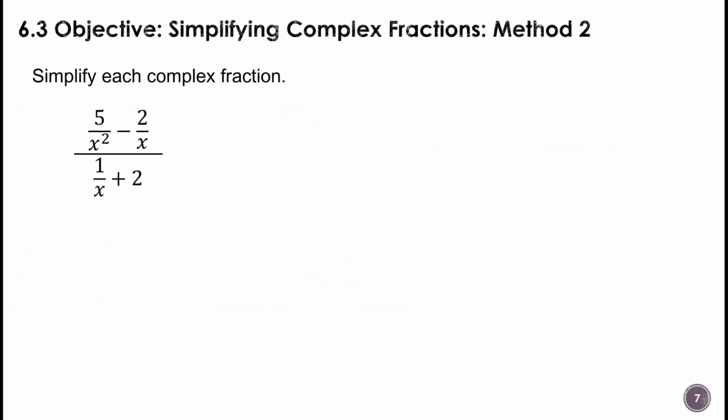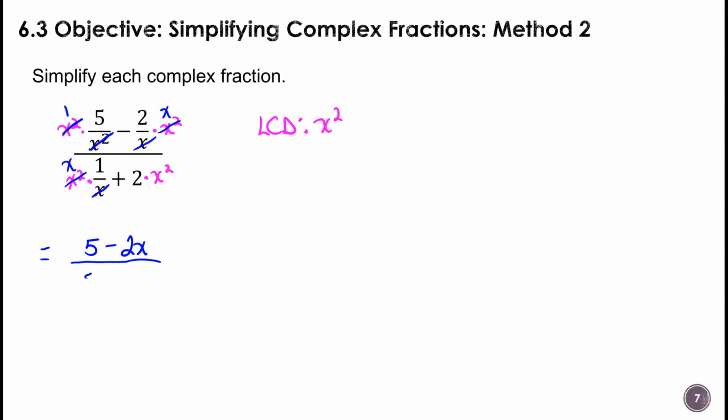Okay, next. All right, so we've already had one similar to this, and we can see that the LCD is x squared. Okay, so we multiply every term by x squared. Okay, so x squared goes in one time, so we're left with a 5, right? 5 times 1. X goes into x squared, we're left with an x, so that's going to be 5 minus 2x. In my denominator, x goes into x squared, and then I have an x there, so that's x plus 2x squared.